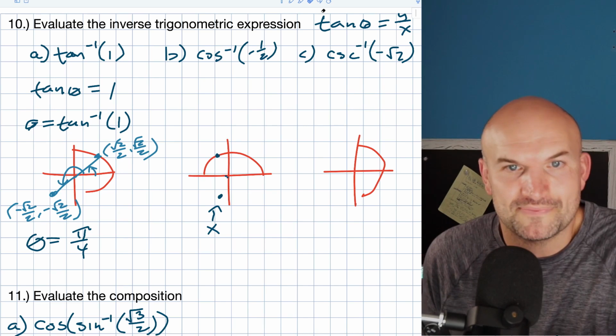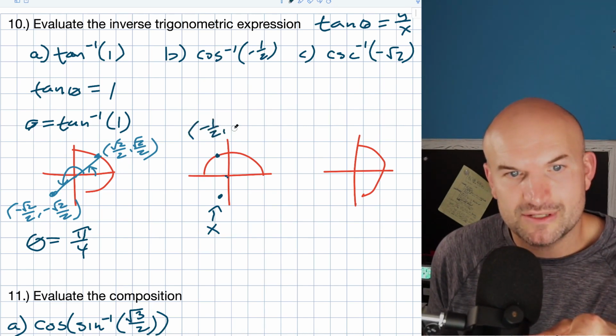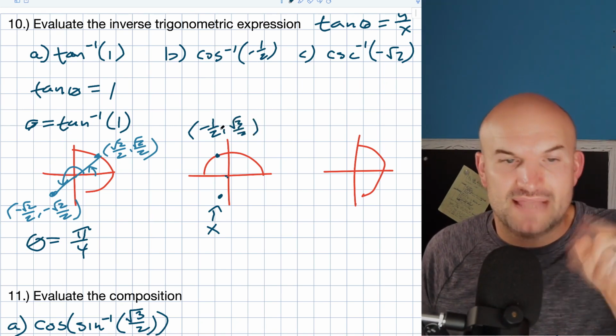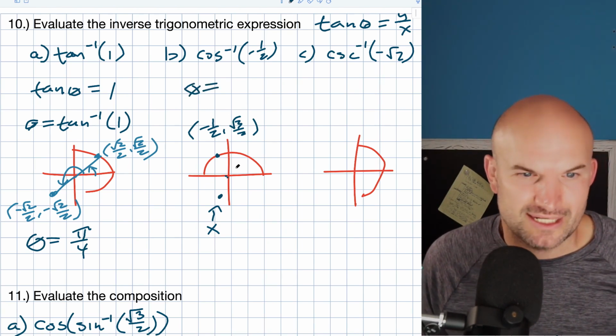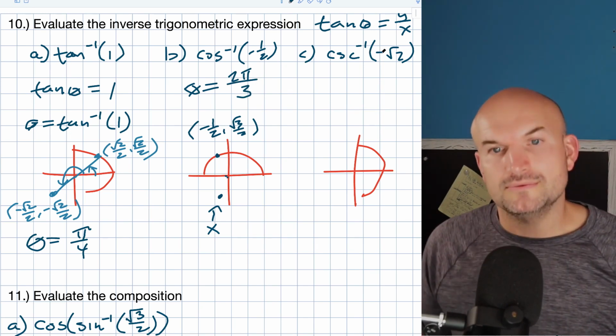So then what about this one? What is this coordinate point? Negative 1/2, comma, square root of 3 over 2, right? What angle produces that? The angle that produces that, for this angle theta, is going to equal what? 2 pi over 3. And voila.